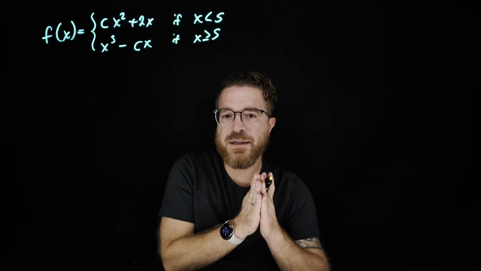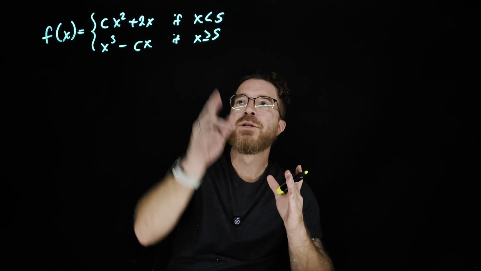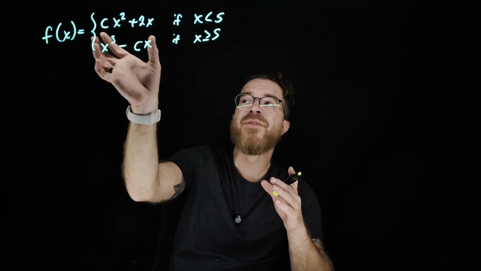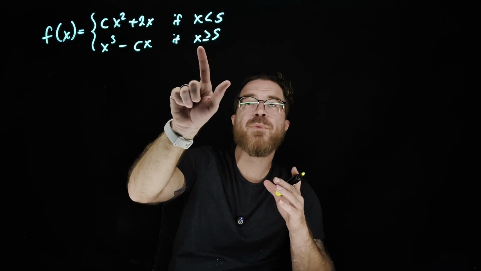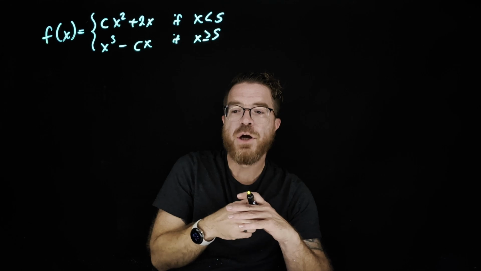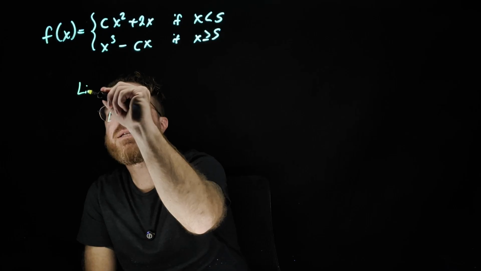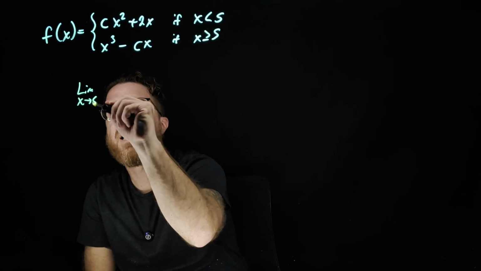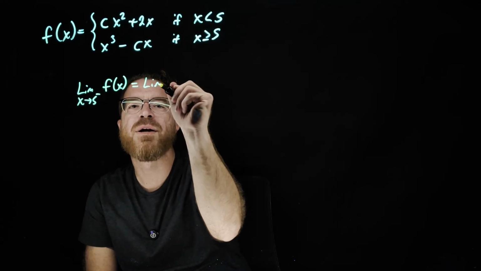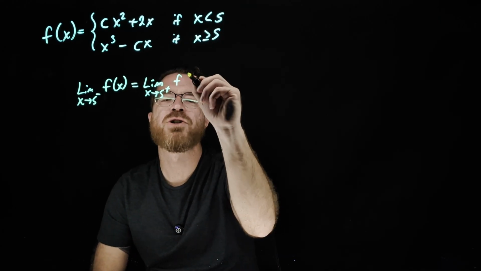Now remember, for this to be continuous, it means that as I take the limit from the left, it has to be equal to the limit from the right. When x is less than 5, as I approach 5 from the left, this is the function I'm going to use. Because this one is x greater than or equal to 5, as I approach 5 from the right, this is the function I'm going to use. So I'm going to set the two equal to each other: the limit as x approaches 5 from the left of f(x) equals the limit as x approaches 5 from the right of f(x).